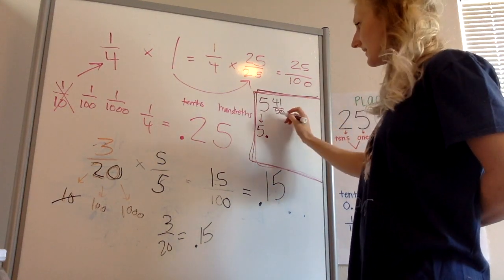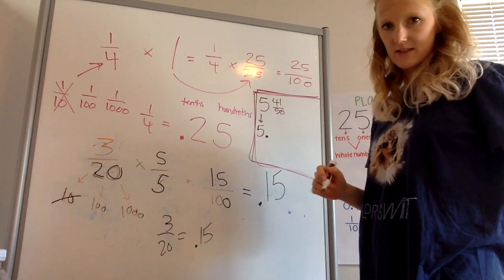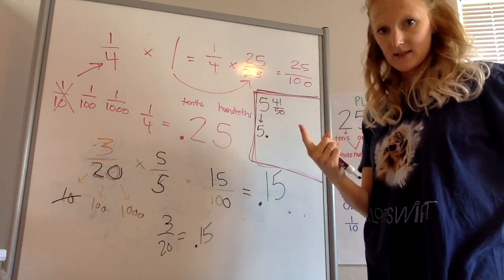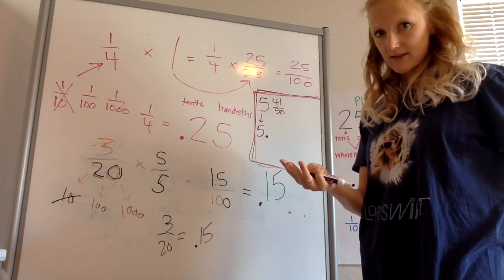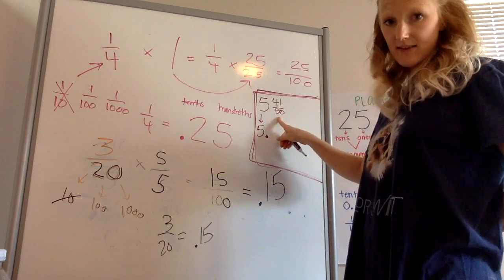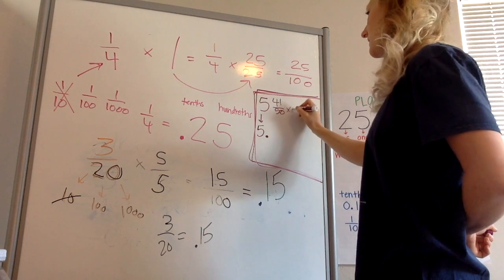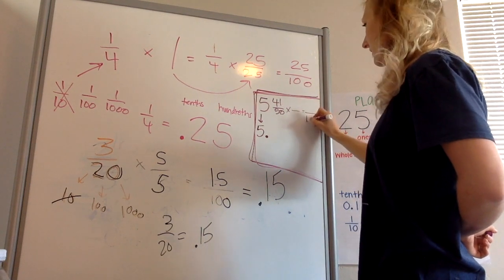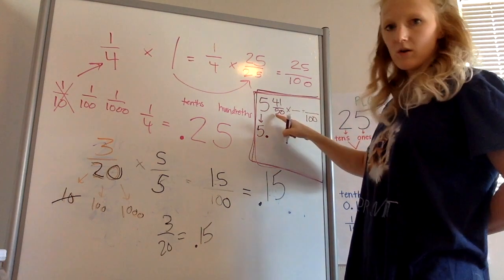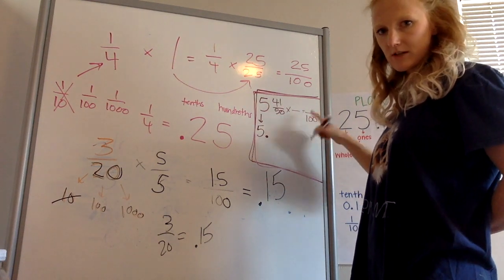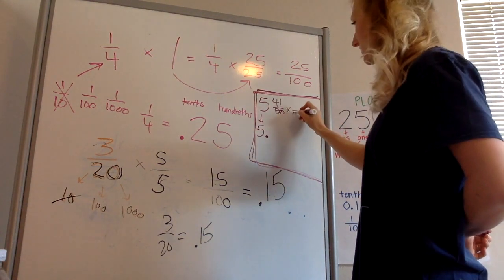41/50ths. I need 50 to not say 50. I need to either say tenths, hundredths, or thousandths. We can't do tenths. It's already bigger than tenths. We could probably do hundredths. How do we get from 50 to 100? Well, that's easy. 50 times 2.